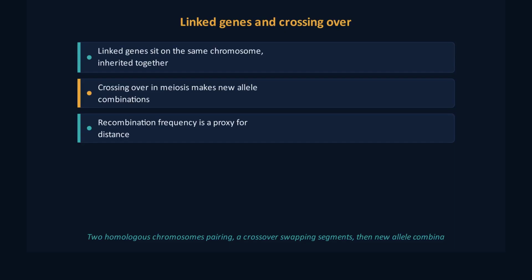Here is the elegant part. The frequency of recombination between two linked genes is a proxy for the distance between them. Genes close together are rarely separated by a crossover, so recombination is low. Genes far apart are separated often, so recombination is high. Distance, written directly into how often alleles get reshuffled.